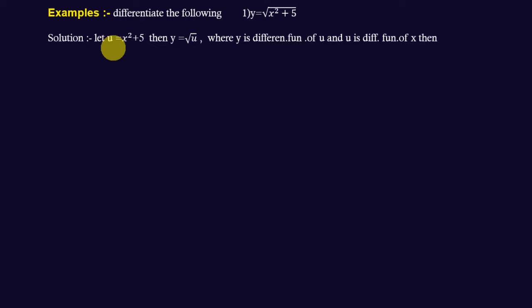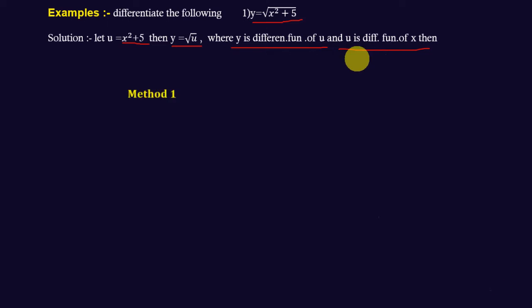Let us suppose u is equal to the inside term, x square plus 5. Then we get y is equal to root u, where y is a differentiable function of u and u is a differentiable function of x. Here we express y as a composite function of x, because we have substituted x square plus 5 as u. So y is equal to root u and u is again a function of x. Then dy by dx is equal to dy by du into du by dx.